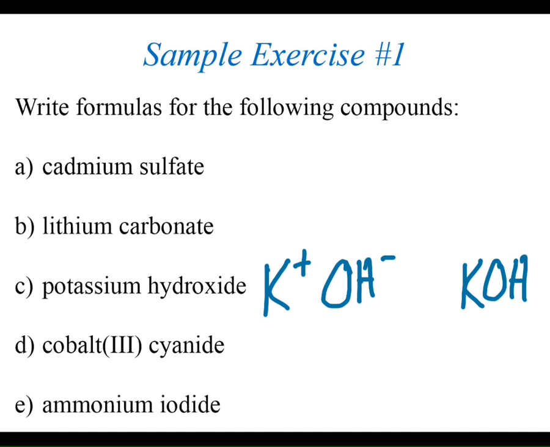Okay. Let's look at cobalt-3 cyanide. So, what would cobalt-3 be? 3 plus. What's cobalt? Co. And the 3 means it's 3 plus. 3 plus. Yes, not plus 3. What's cyanide? CN negative. So I got a 3 positive, and I only got 1 negative. So how can I make those balance out?